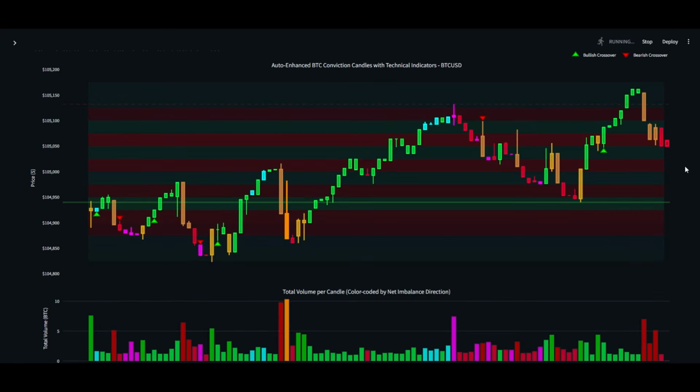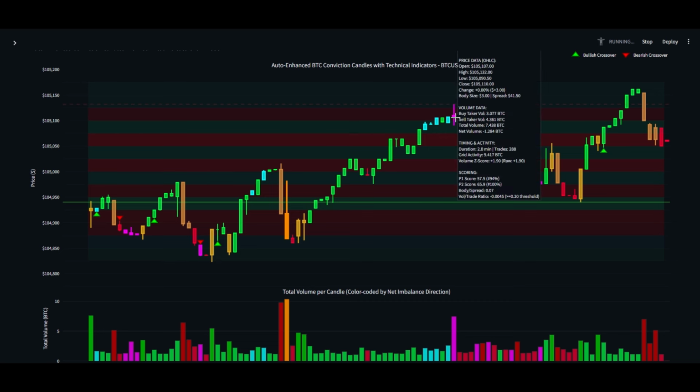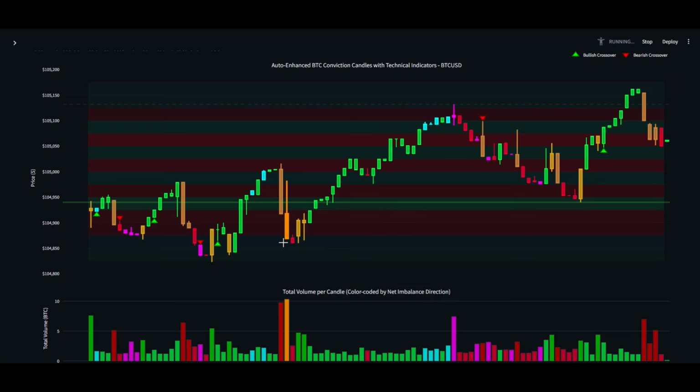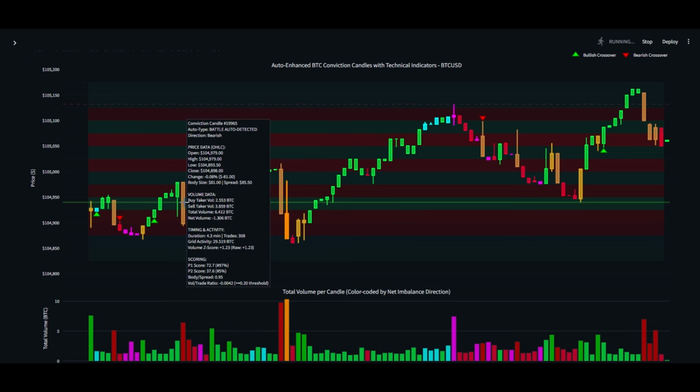The main chart displays our volume-based conviction candles. Notice the different color schemes. Regular green and red candles represent normal conviction levels. These darker gold and brown candles are P1 battle candles where the system detected high duration, high trade count, and significant volume. The bright orange and yellow candles are P1 high-volume battles, institutional wars with massive participation. The cyan and magenta candles are P2 speed signals, rapid institutional moves with tight spreads.